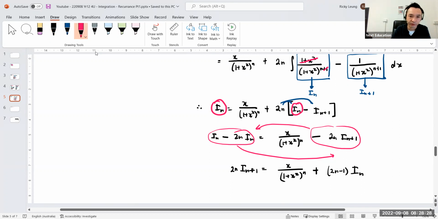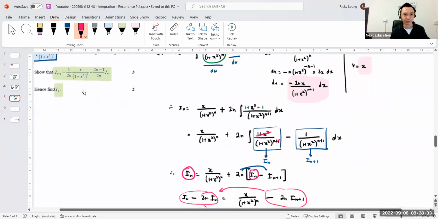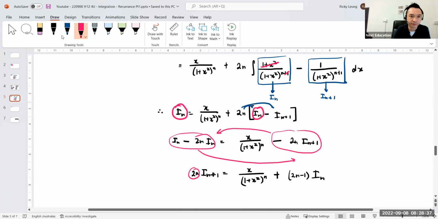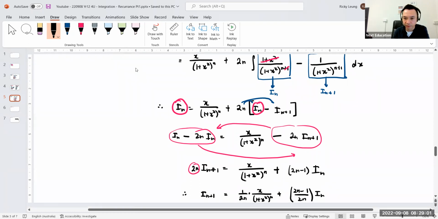And then therefore get rid of this guy, divide both sides by, let's see how the question wants me to express it, 1 on 2n, and then divide by 2n, perfect. So it just goes, therefore, I_{n+1} equals 1 on 2n times x on, put a little dot there for times, (1 + x²) to the power of n, plus (2n − 1) outside of 2n times I_n, and that is my final proof.